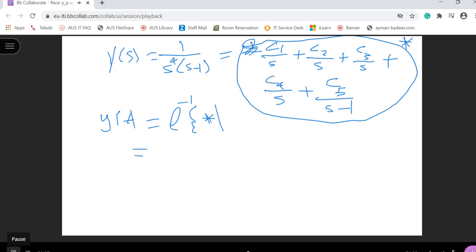Quickly, you don't have to calculate these, forget them. I know the Laplace inverse will involve C1, C2, C3, C4, C5, which are numbers. So this will be C1, and here what you have is C2 over s square, C3 over s cube, C4 over s to the 4, from the fractions. So what's the Laplace inverse of that? That will be C2 t, and then C3 t square plus C4 t cube, plus C5 e to the t.